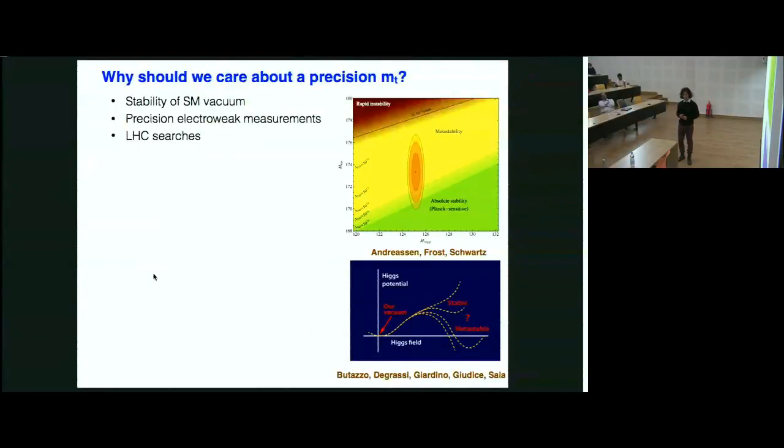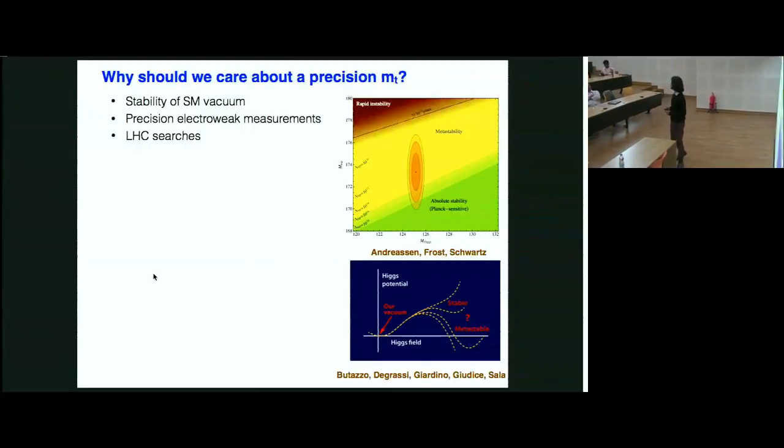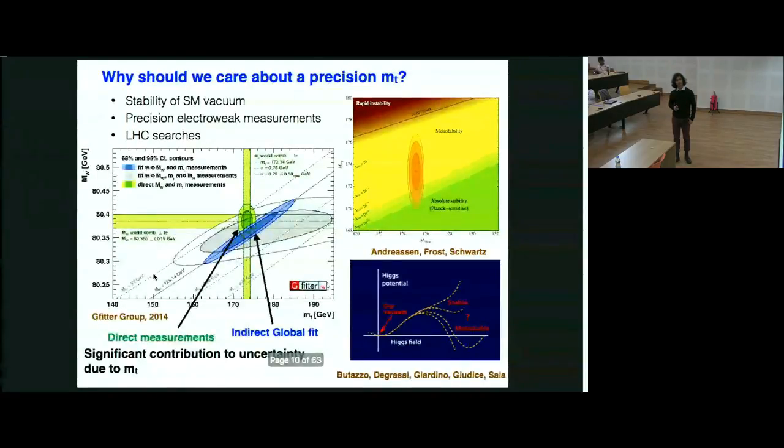So briefly, why should we care about a precision top mass? It's very important for determining the stability of the Standard Model vacuum. In conjunction with the Higgs mass, the top quark mass can determine whether the electroweak vacuum we live in is stable or metastable. This plot from the Harvard group shows that we're on the borderline of stability and metastability.